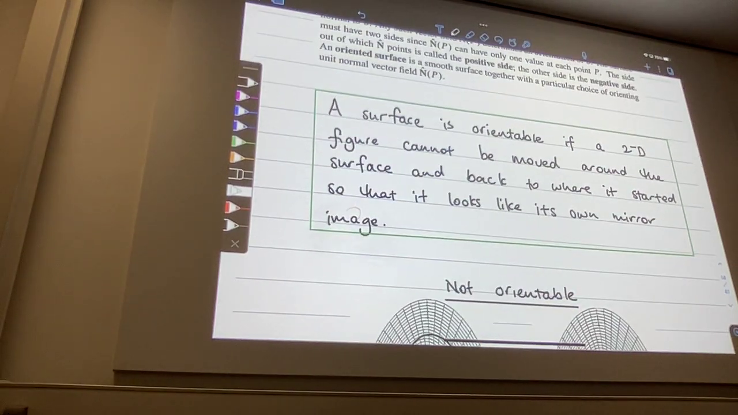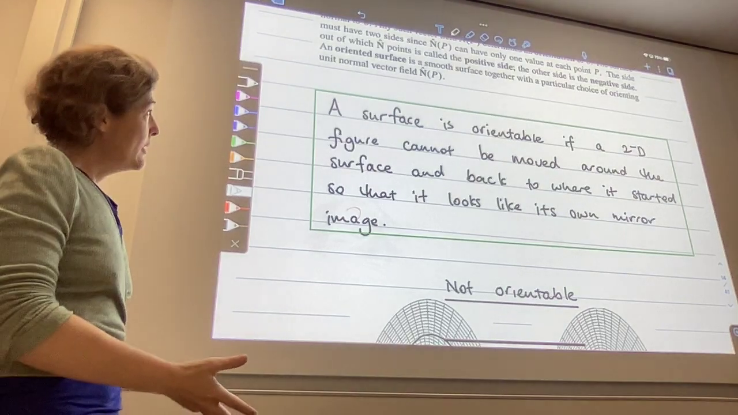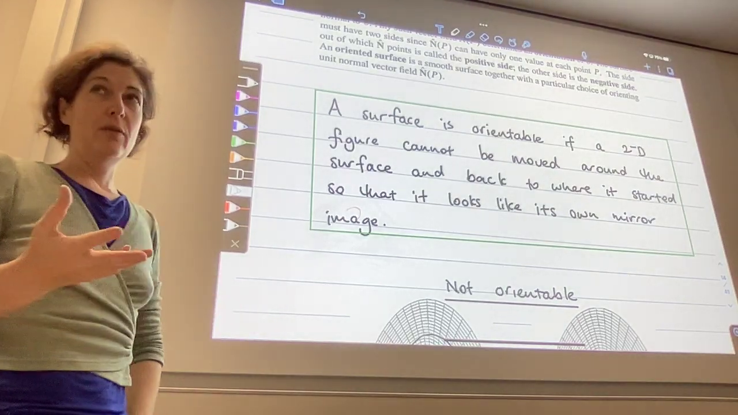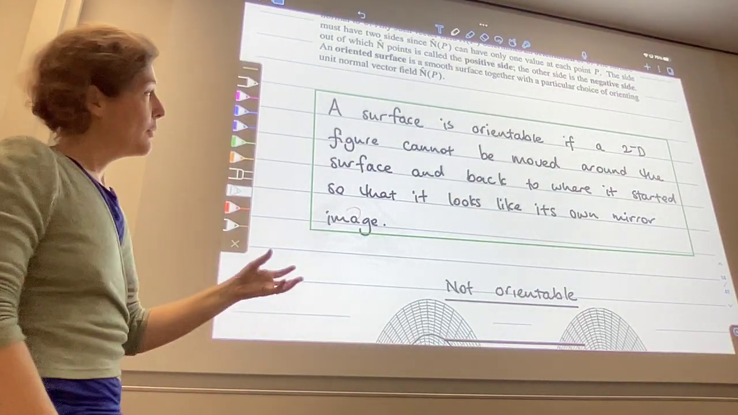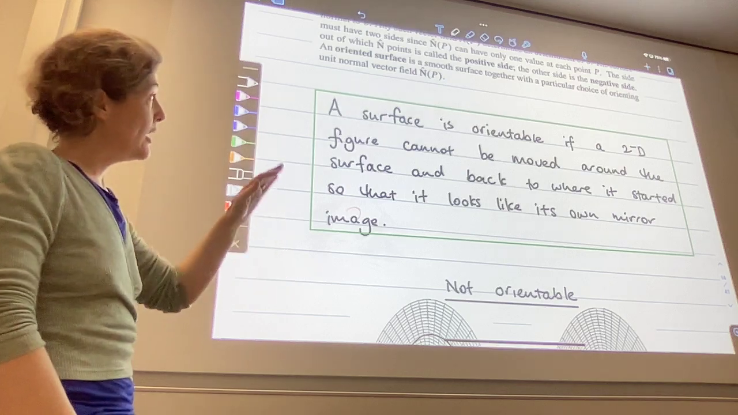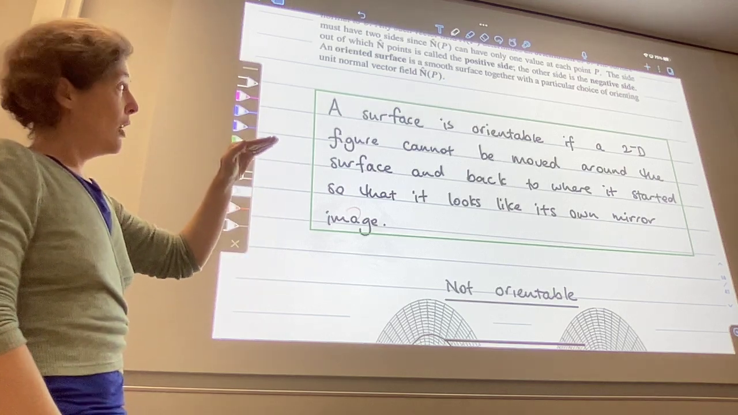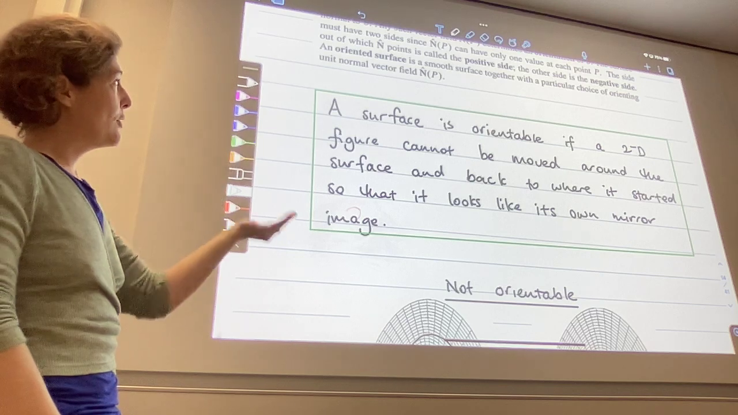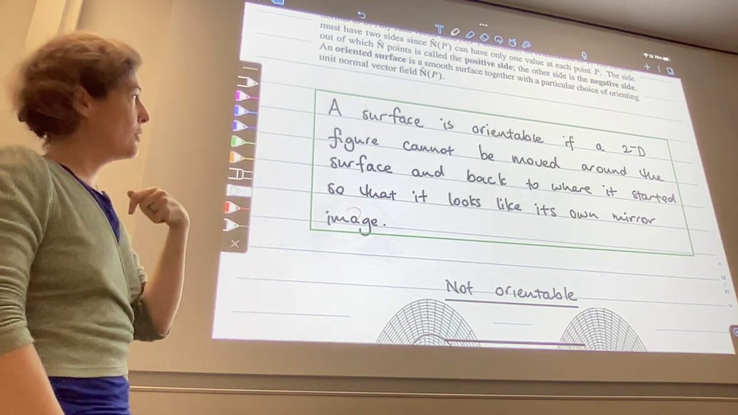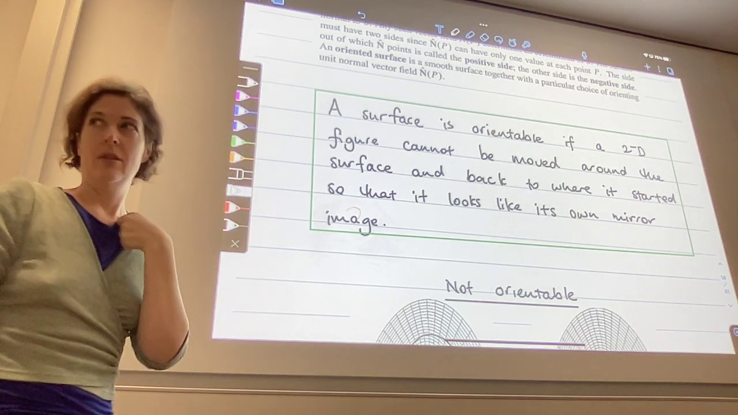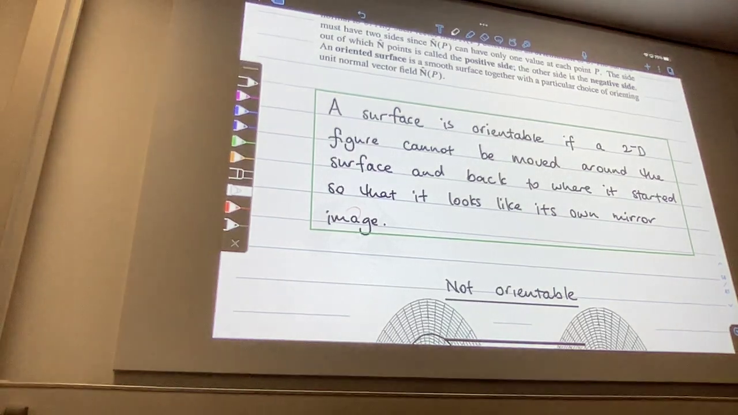So a surface is called orientable if, and there are different ways of thinking about it, one of the easiest ways is to think, if you take a 2D image on the surface, you can't move it around the surface and back to where it started so that it looks like its own mirror image. Okay, what crazy thing do I have in mind here?